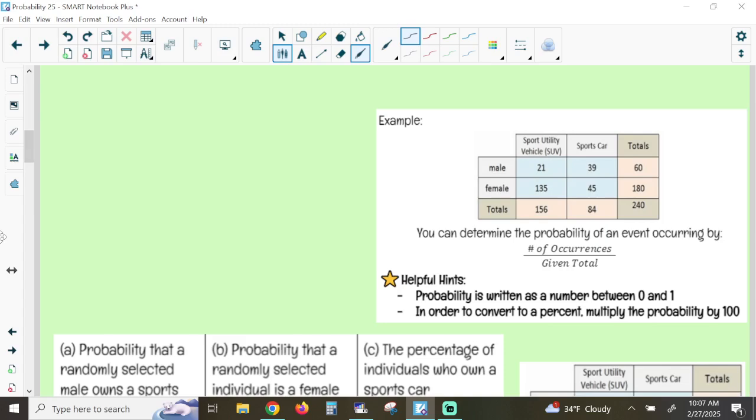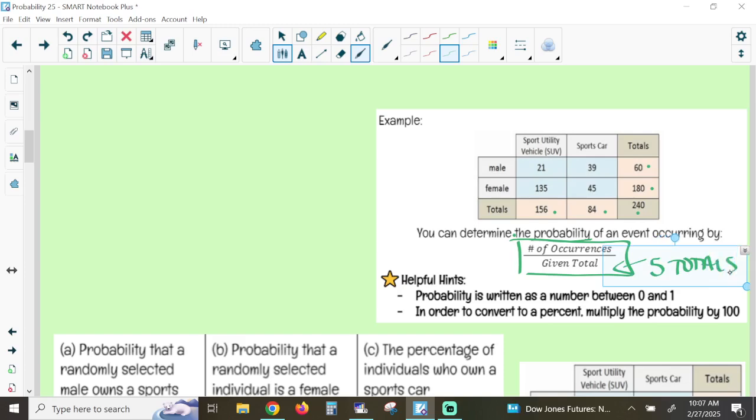So we have how we're going to find the probability here. Just like before, we're going to use this little formula, which is exactly the same thing we have been using. It's the number of occurrences or the favorable over the total, correct? Now, when I look at this table, how many totals are there? 1, 2, 3, 4, 5. There are 5 totals. So one of the things we have to be careful about is picking the correct total. You have to read carefully so that you know what the total is.